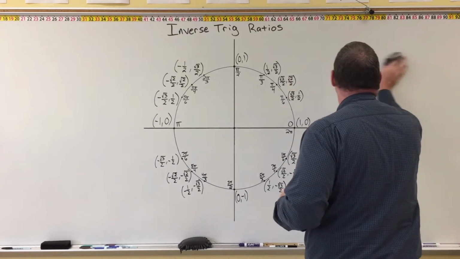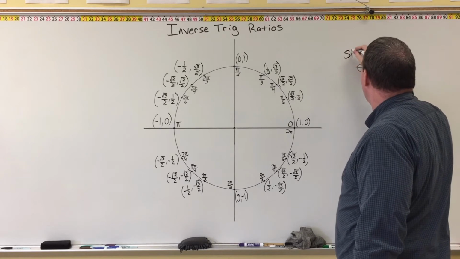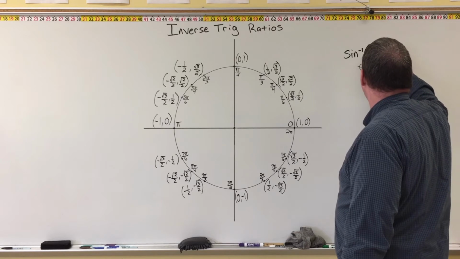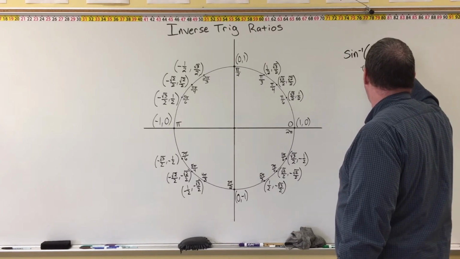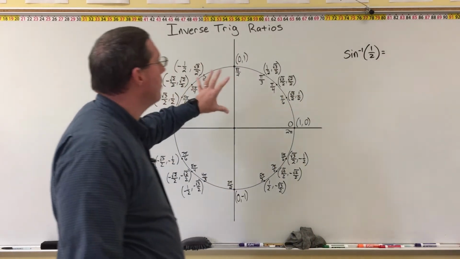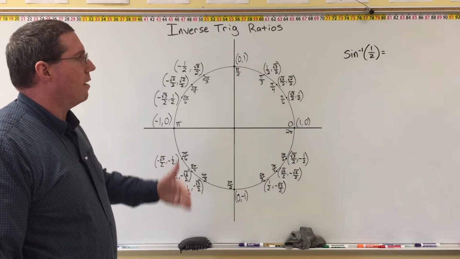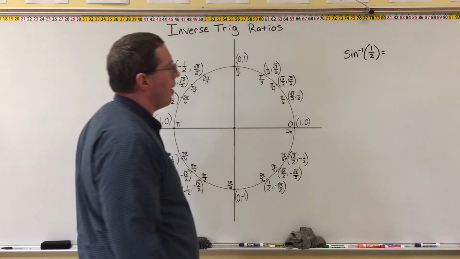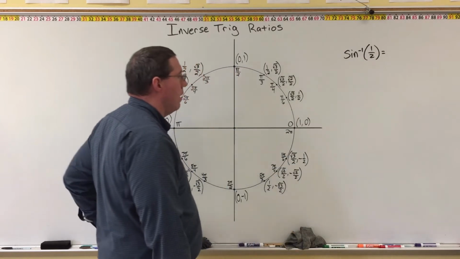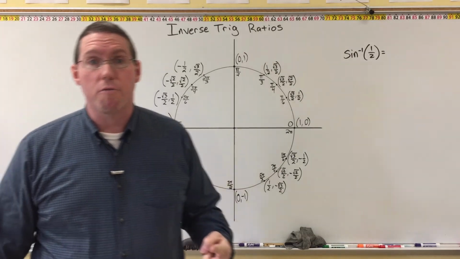Let's say that we want to know what is sine inverse of 1/2. Well, this actually creates a problem. In fact, why don't you look at the unit circle right now and see if you can figure out what is the answer to sine inverse of 1/2. It's saying what angle measure gives you a y coordinate of 1/2. Now, if you look closely enough, you'll see that there are actually two answers to this problem.